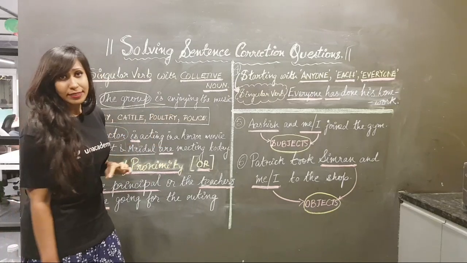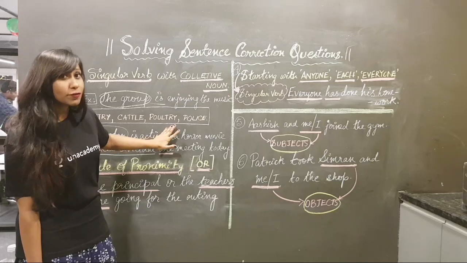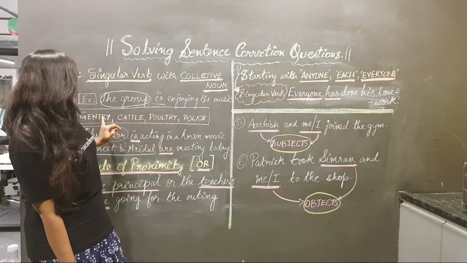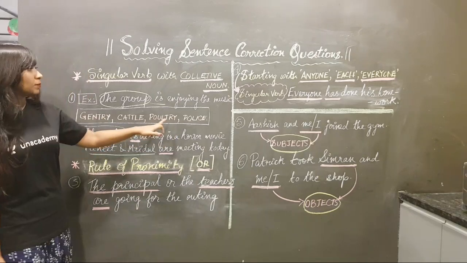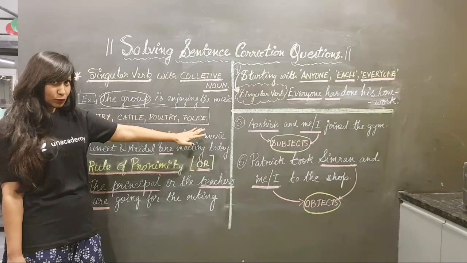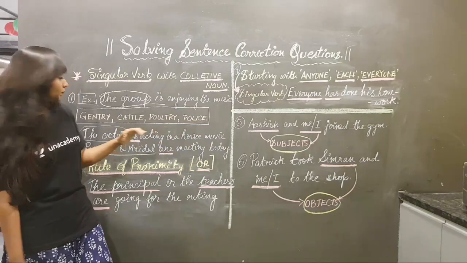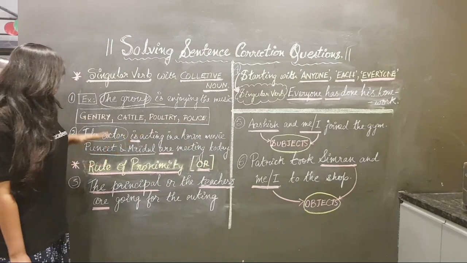But there are a few exceptions to this rule. There are a few nouns which do not follow this rule. For example, gentry, cattle, poultry and police. These four nouns, they are an exception to this rule, which means that they take plural verbs. They do not take singular verbs. Okay, so we'll come to the next one.